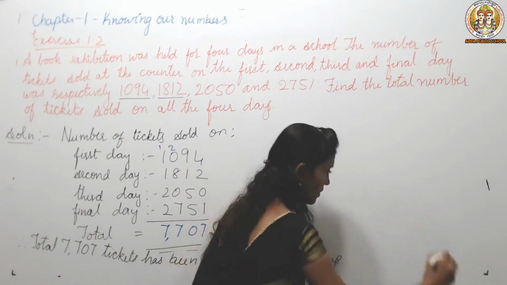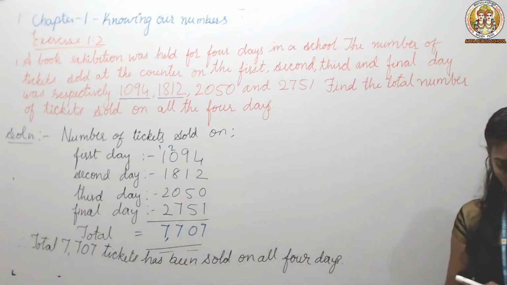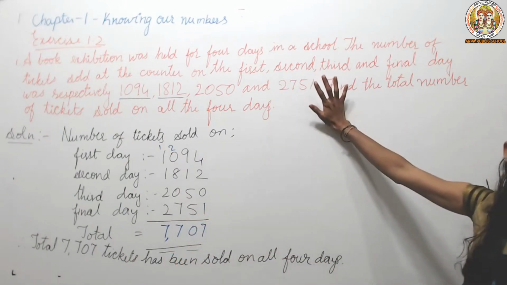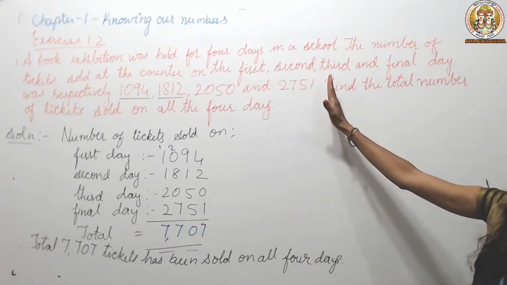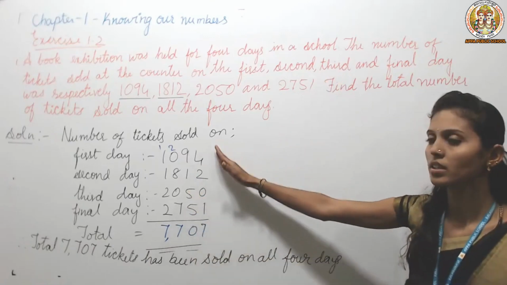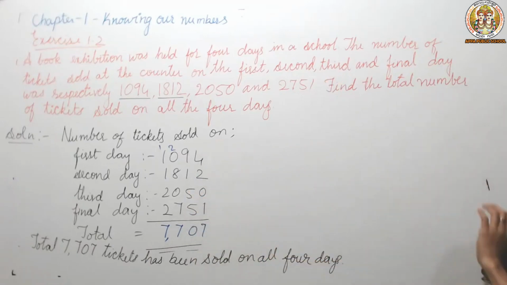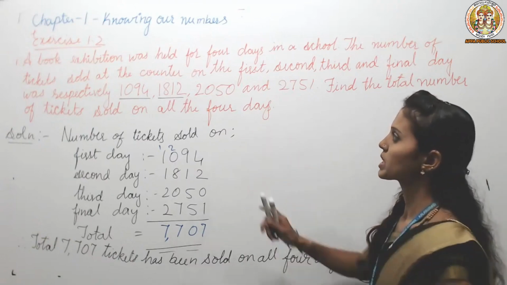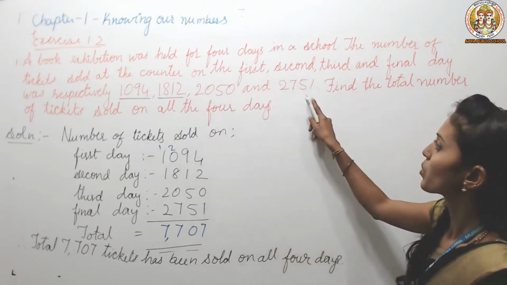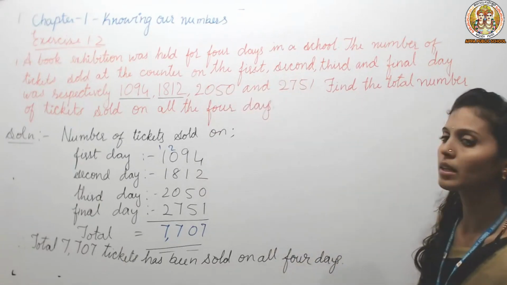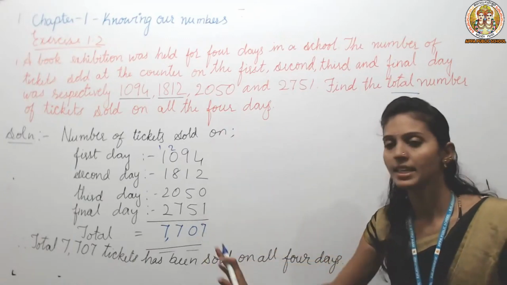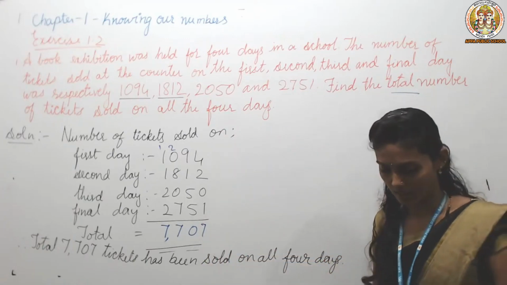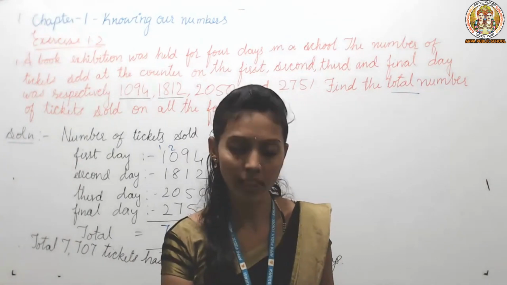They have given the problem. You have to read the problem, understand the problem, and then go for the operation. Which operation has to be done? See, in the question they have given the number of tickets sold on 4 days, and they have asked the total number of tickets. Total means sum, right? Yes. Now, shall we go for the next one?